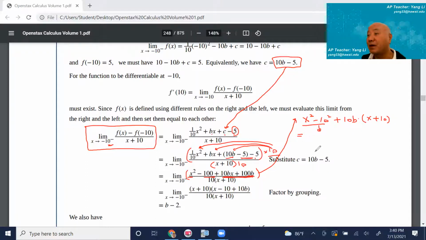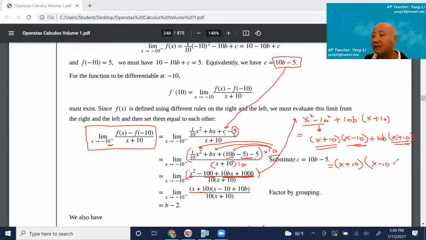We use this formula for many, many times already. This one equals x plus 10 and x minus 10. And the plus, this is 10b, x plus 10, like this. Do you notice that? This x plus 10 is the common factor, greatest common factor, take it out. So that's why they take out here. So after you take x plus 10 out, here left is x minus 10.